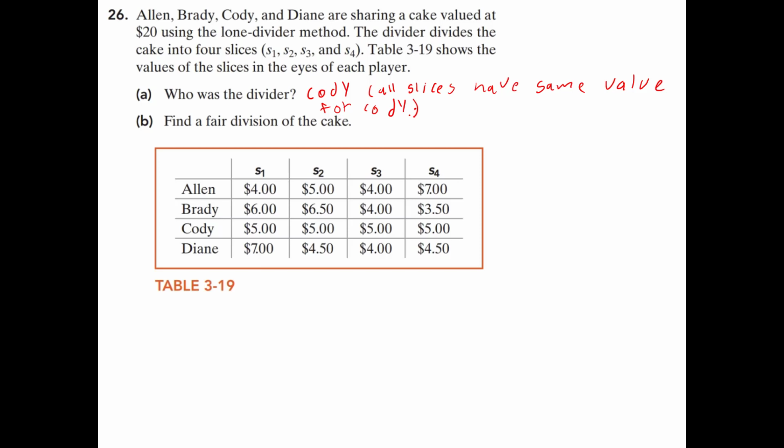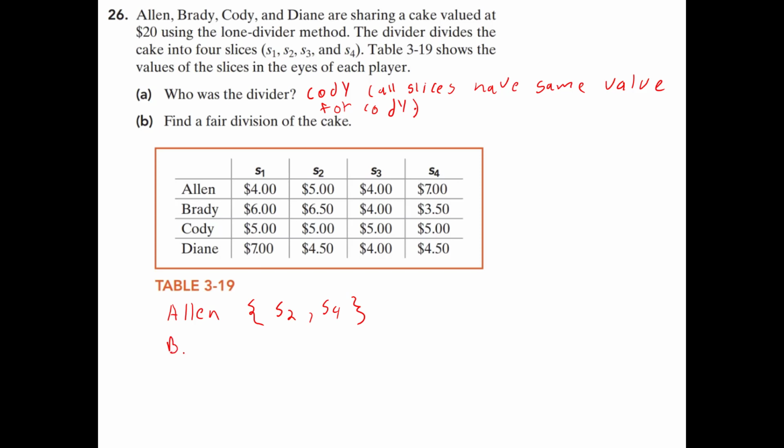Find a fair division of the cake. So for Alan, what you might want to do is make a list of which slices are fair to Alan. The cake is worth $20, and there are 4 of them, so a fair share to him is slices that are worth $5 or more. S1 is only worth $4, so that's not in Alan's list of fair share. S2 is, S3 is not, and S4 is.